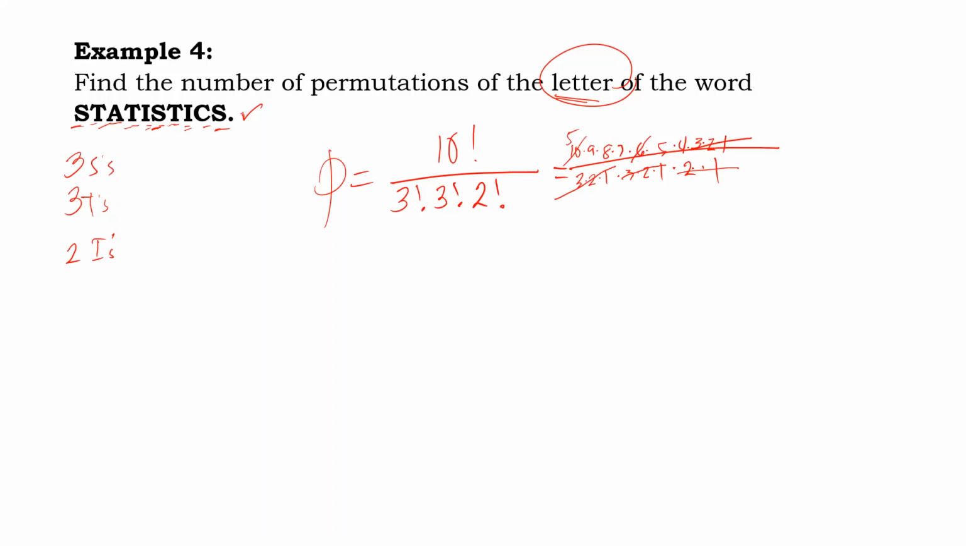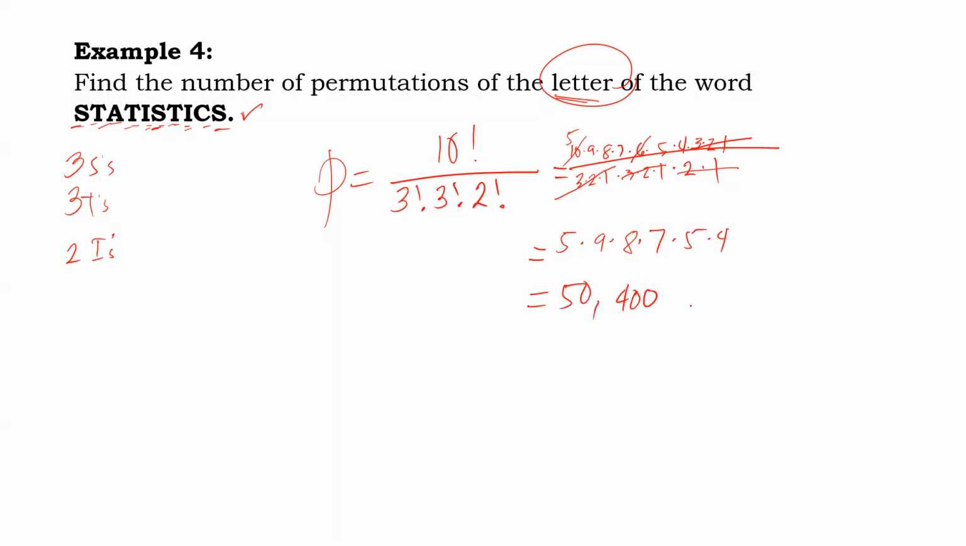Kung nahihirapan kayo mag-cancel-cancel, pwede nyo yung idiretso sa calculator. Pero kasi 10 hanggang 1, napakalaki niya na number. Now, ang natira sa numerator are 5 times 9 times 8 times 7 times 5 times 4. Tapos wala nang natira sa denominator. So wala na tayong ilalagay na denominator. So to simplify, 5 times 9 times 8 times 7 times 5 times 4, that is 50,400.